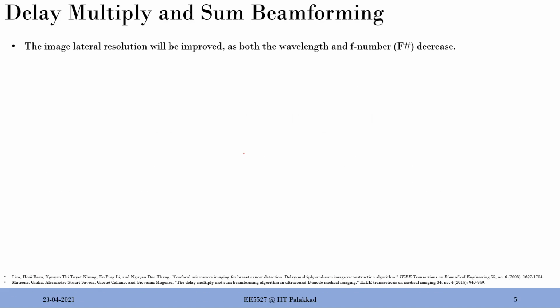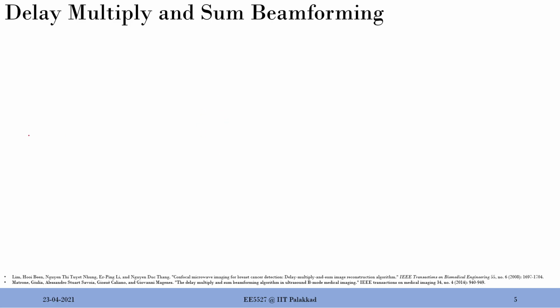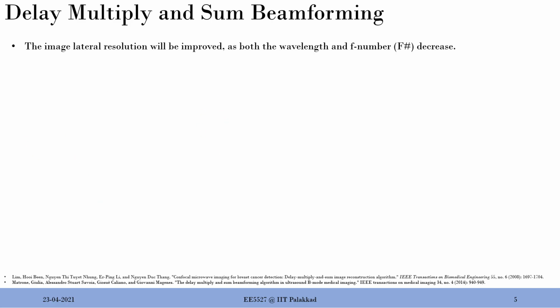Let me read this line and then let's understand what is happening. Image lateral resolution will be improved as both the wavelength and the f number will decrease. Very interesting statement. Why so? Just pause the video and think about why I'm putting this line. Okay, I hope you understood it, and let me come back to this in a moment. What I meant is we already discussed that when we do the multiplication operation, we'll have a signal which is at 2f0, right?